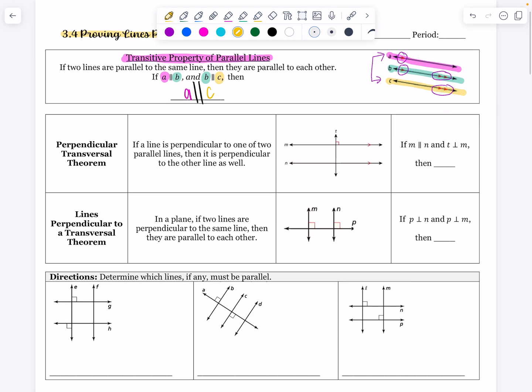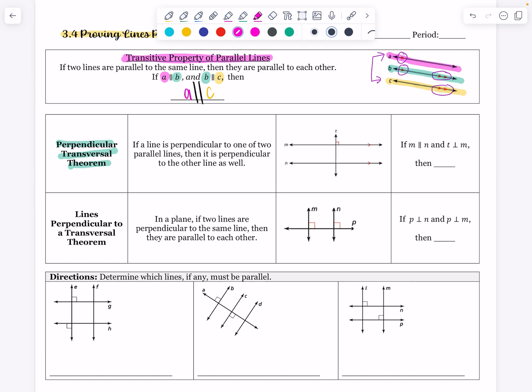Then we have something called the perpendicular transversal theorem. We don't expect you to be able to memorize this, but we do want you to be able to map it out. So here it is in words. If a line is perpendicular, meaning it crosses at 90, to one of two parallel lines, it's going to be perpendicular to the other line as well. So let's do that in colors, okay?